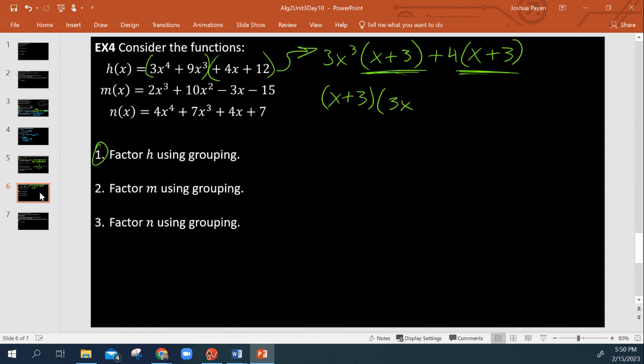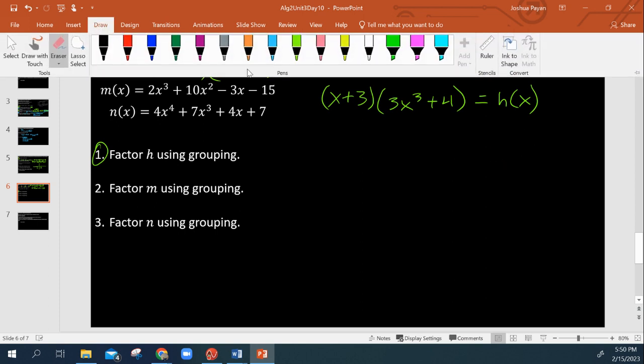and that leaves me with 3x to the third plus 4, right? So now it is factored. So now I've got h of x in a much simpler form. And from this, we can also see what our x-intercepts would be whenever I set this equal to 0. Okay? So pretty cool stuff.